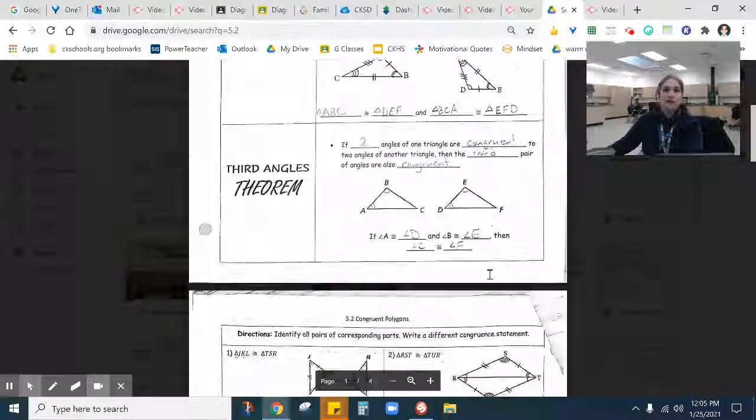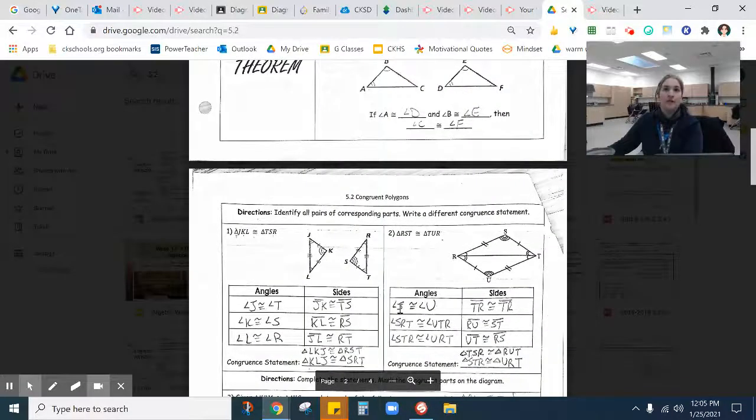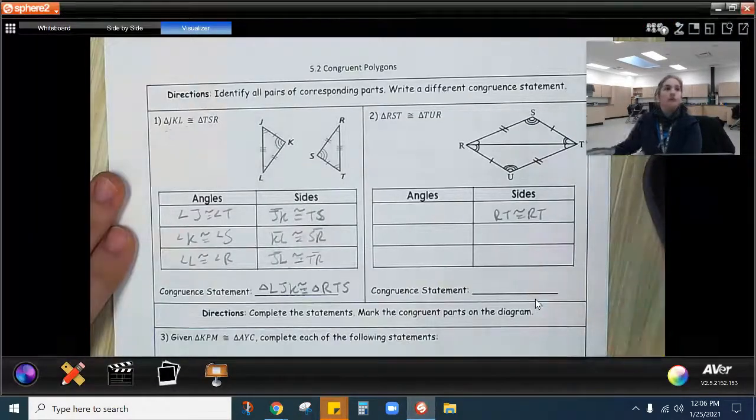All right, taking a look at it. Hopefully you got angle S is congruent to angle U. Angle SRT, yes, you need 3 letters in this case, is congruent to angle UTR, and then angle STR is congruent to angle URT. So side RU is congruent to ST, and side UT is congruent to RS. 2 different congruency statements you could have would be triangle TSR is congruent to triangle RUT, or triangle STR is congruent to triangle URT. So either one of those works.